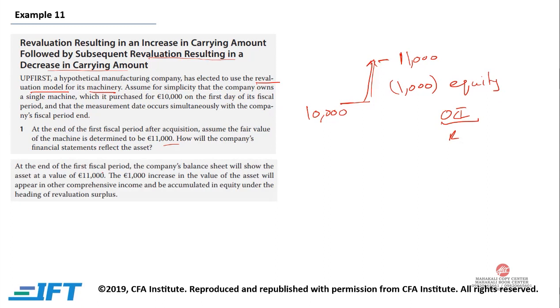So at the end of the first fiscal period, the company's balance sheet will show the asset at a value of 11,000. The 1,000 increase in the value of the asset will appear in other comprehensive income, and be accumulated in equity under the heading of revaluation surplus. So this 1,000 will go to revaluation surplus as part of other comprehensive income.